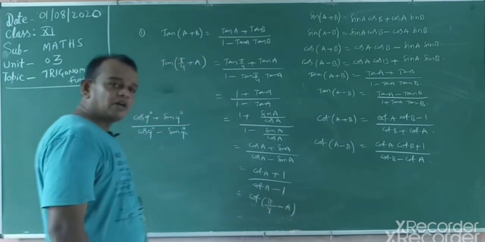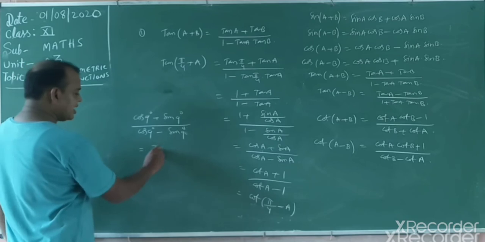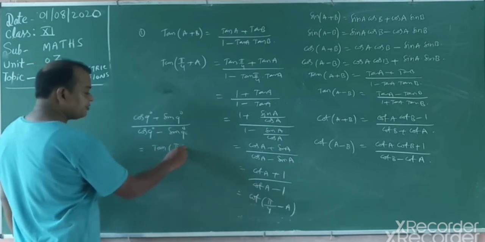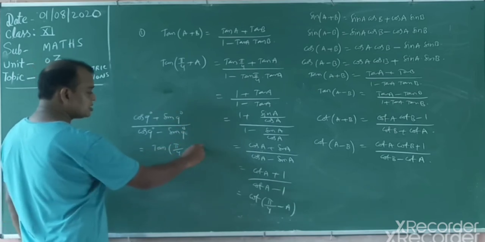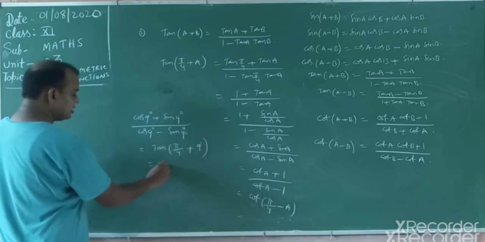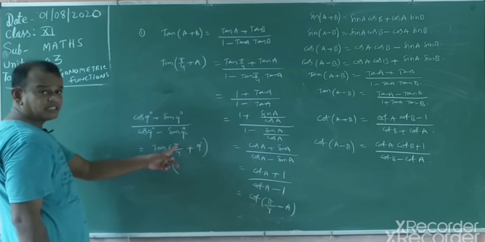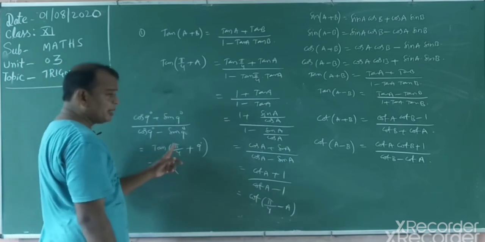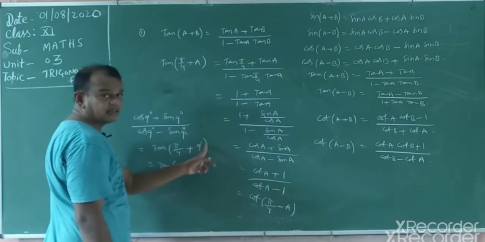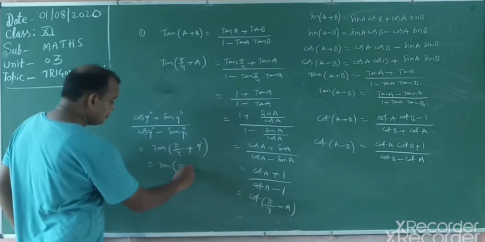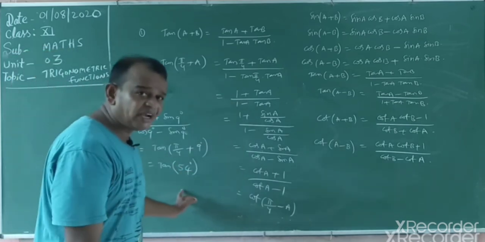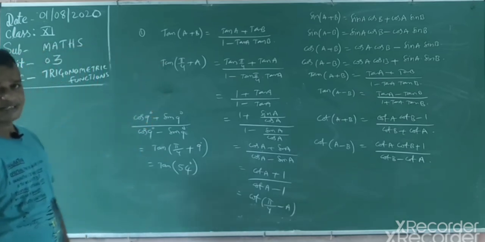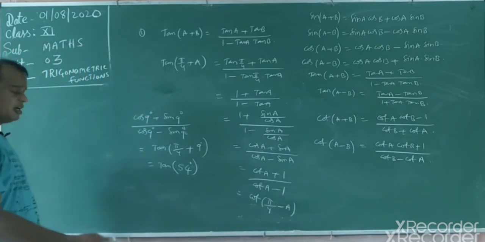Now you write this formula. What is the formula of this one? Tan of 45 plus a. A means how much? 9 degrees. Tan 45 means pi by 4, that is 45. 45 plus 9 means how much? 54 degrees. Tan 54 is equal to tan of 90 minus 36. 90 minus theta, first quadrant, that is cot 36.